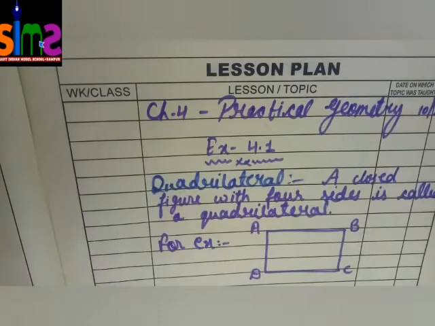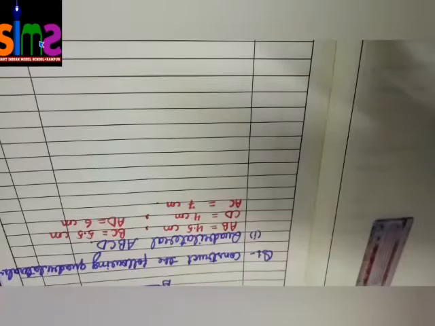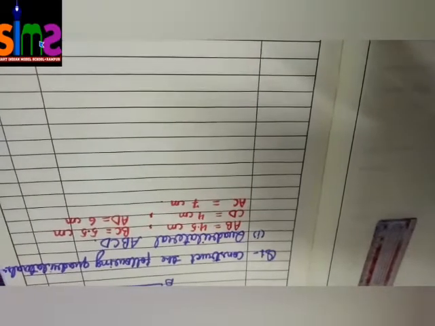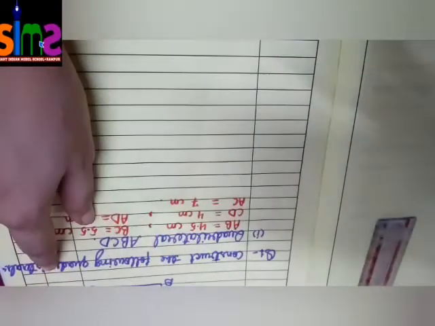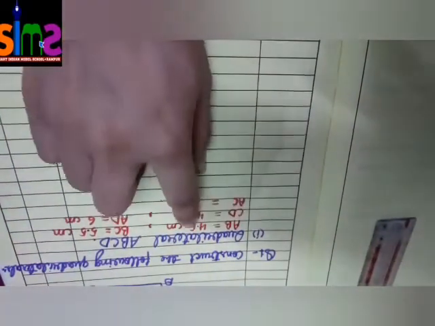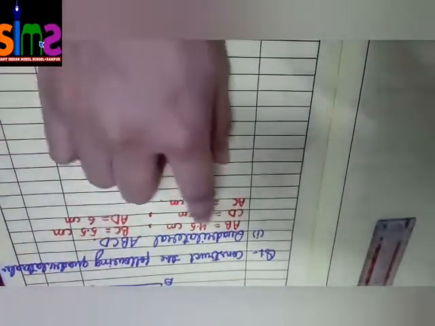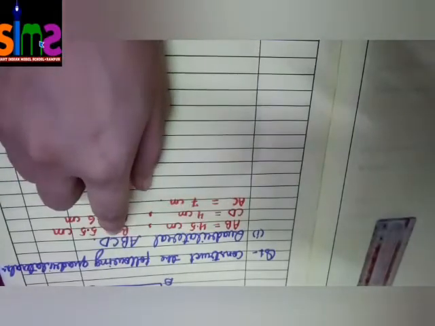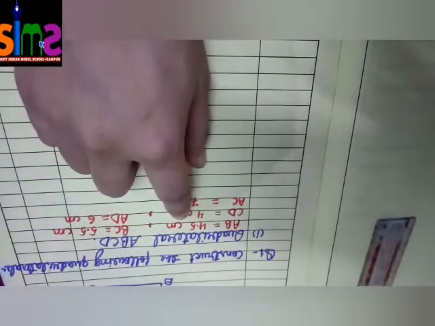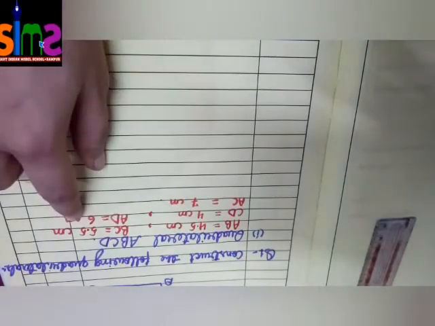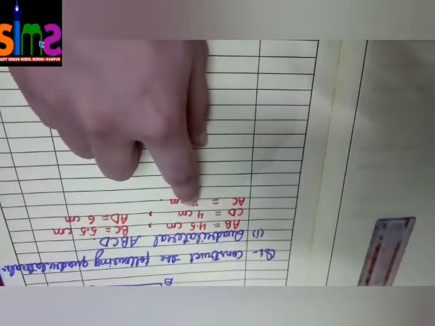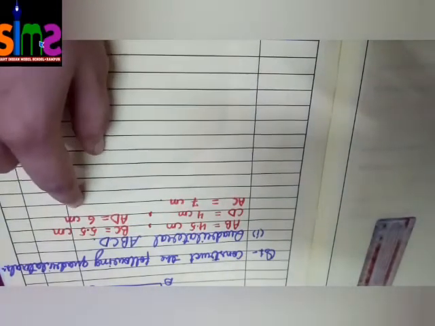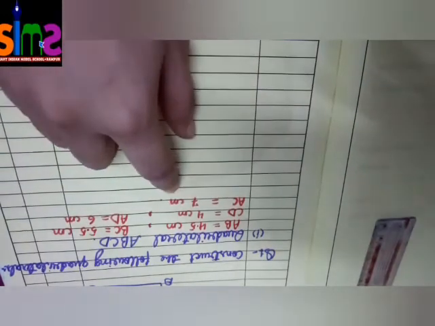Now we are starting constructions. So here we have a first question, construct the following quadrilaterals. Number 1 is quadrilateral ABCD. We have to draw a quadrilateral ABCD in which AB is 4.5 cm, BC is 5.5 cm, CD is 4 cm, AD is 6 cm and AC is 7 cm.